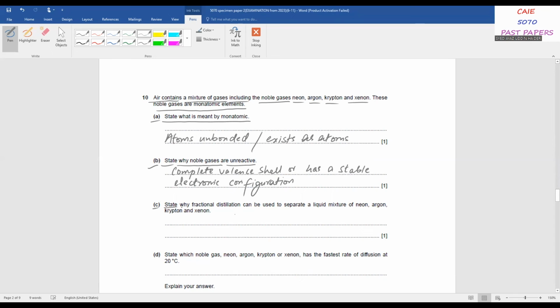C. State why fractional distillation can be used to separate a liquid mixture of neon, argon, krypton, xenon. It's very easy. They have different boiling points, because the theory is based on the different boiling points of liquids.